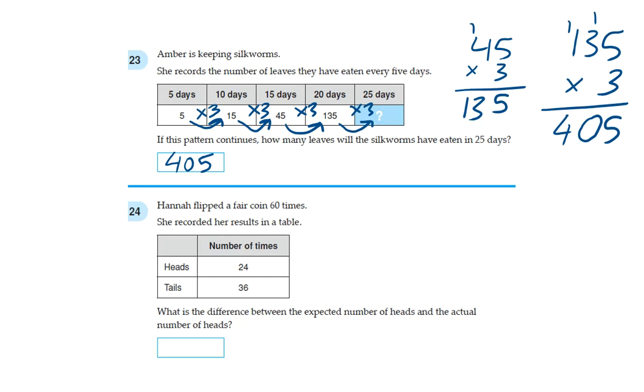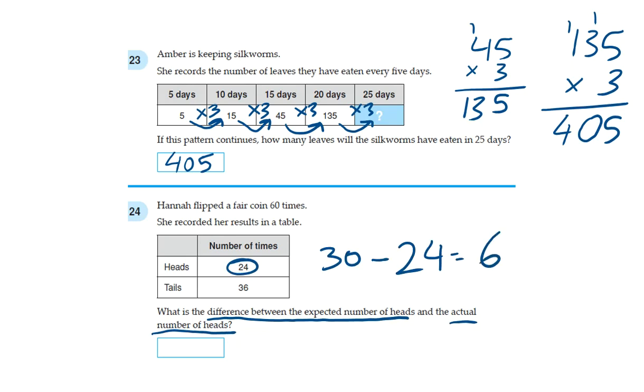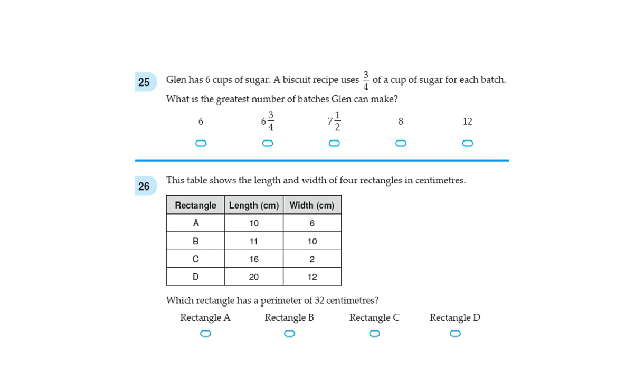So if it's a fair coin, that means we would expect 30 heads and 30 tails, because half of 60 is 30. So we expect the coin to land on heads half the time and tails half the time. So the difference between the expected number of heads and the actual number of heads is 30 take away 24, which was the actual number of heads, equals 6. So that's our answer. Next question.